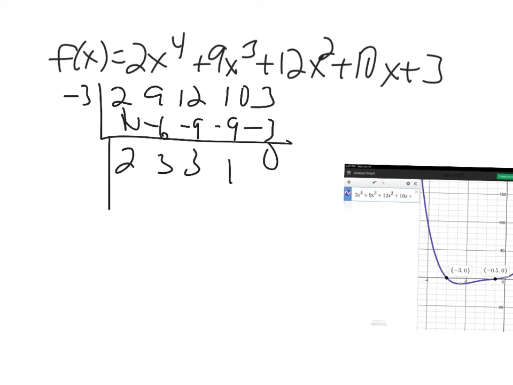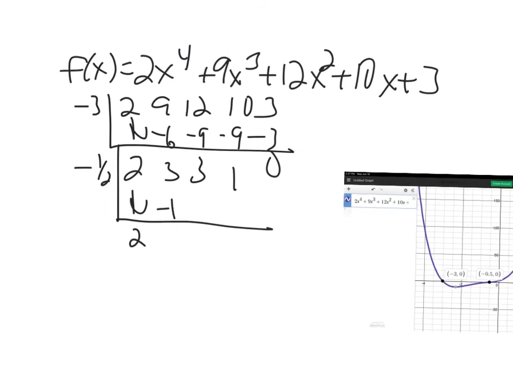So then I know negative 1/2 is also a 0. So let's get rid of that. So what's that? Negative 1, which is a 2. 2, which is 2. That's negative 1, which is 2, and that's negative 1, which is 0. Now that whole question about multiplicity.